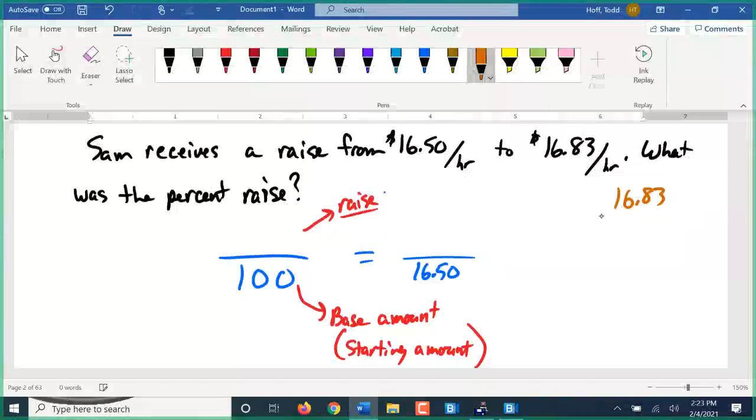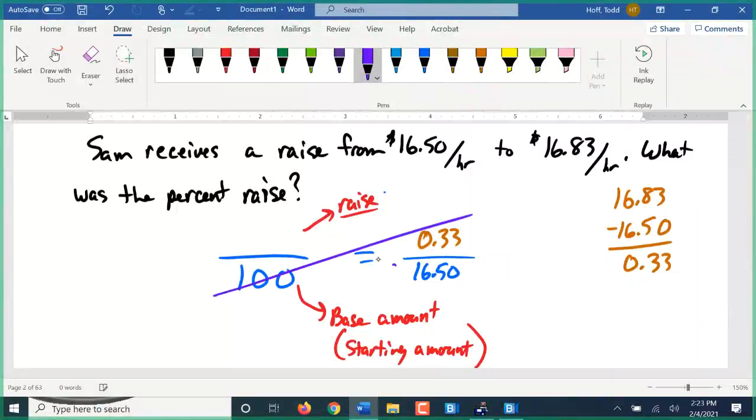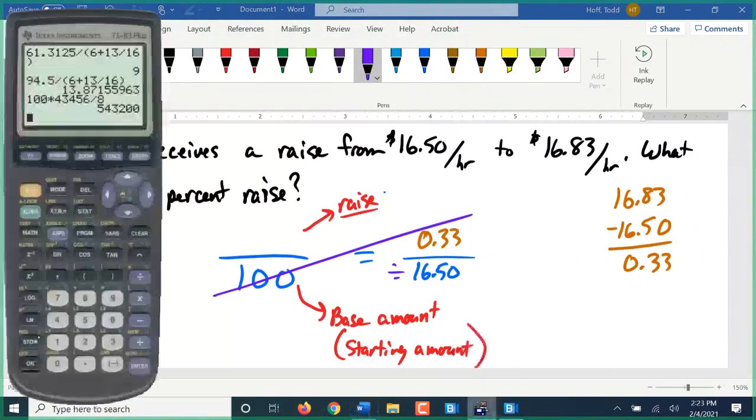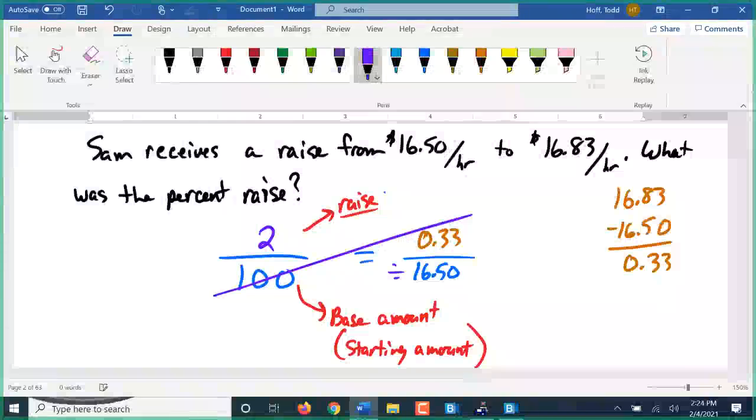1683 is the new wage. We're going to subtract 1650, the old wage. That's 33 cents. That's what goes in here. That is the amount of the raise. And now we'll find our missing number, our percent, by cross multiplying and dividing. 100 times 0.33 divided by 16.50. We get 2 here. That's 2 out of 100, or a 2% raise.